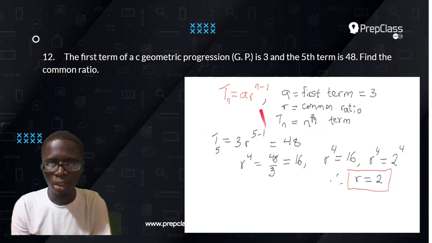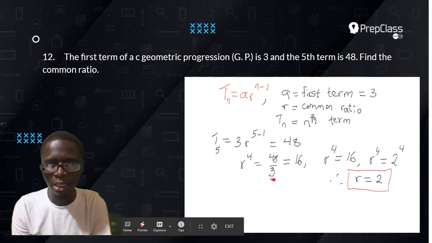So substituting into this expression, we have a as 3. Here is our r that we're looking for. Our n is 5. And then we now have our minus 1 from the formula, and this is equivalent to 48, as the question says here. The fifth term is equivalent to 48. So from here, we divide both sides by 3. So it means that our r raised to the power 4 is equal to 16.